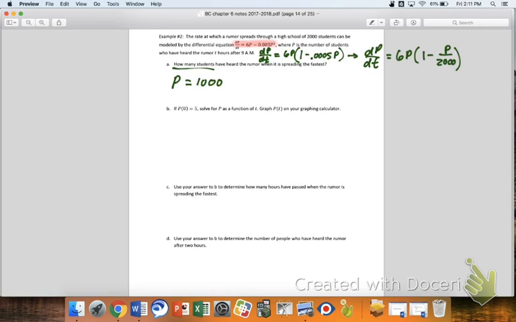M is your carrying capacity. So in this case, the carrying capacity is 2,000. That's pretty neat.